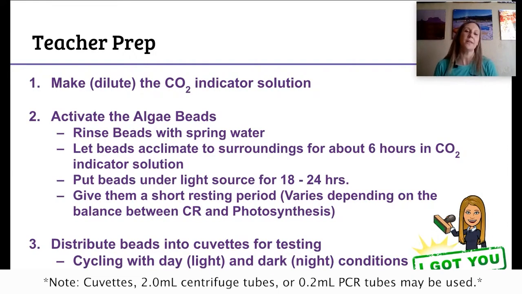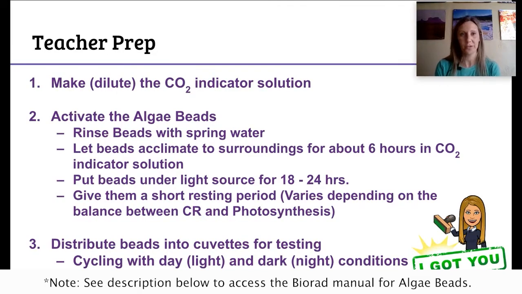The three main things that you have to do for prep. The first is you have to make the CO2 indicator solution, which really means you have to dilute it. And I will show you how to do that. It's very simple. It will take you about 5 minutes.